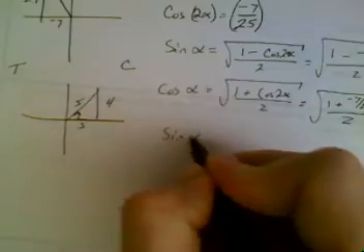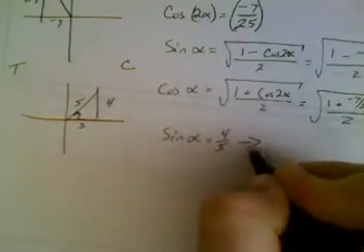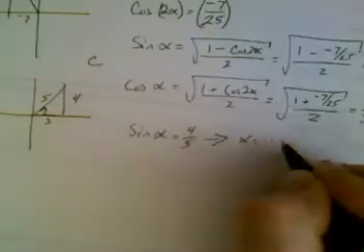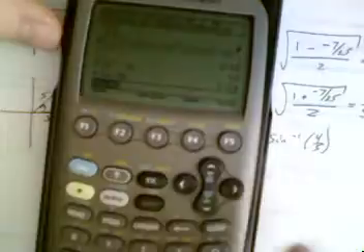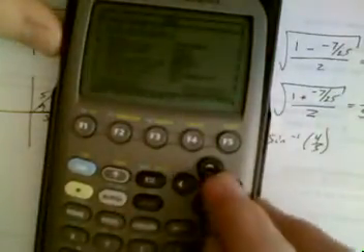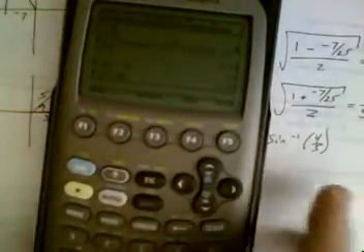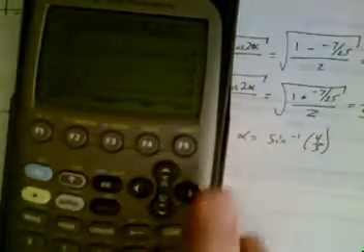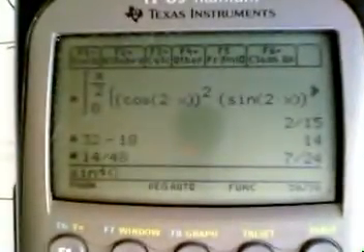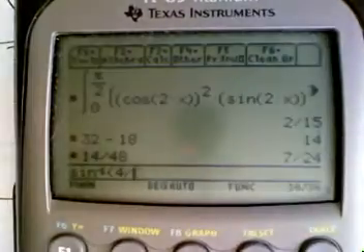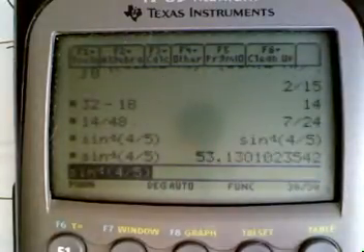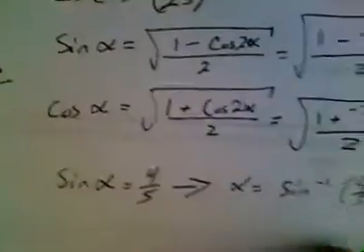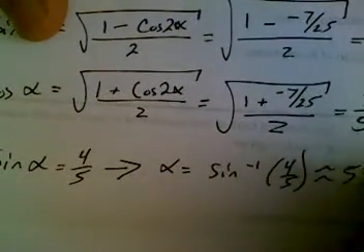Well, either case, sine of alpha is equal to 4 over 5. That implies that alpha is equal to sine inverse of 4/5. Now, I'm going to do that in my calculator and see what happens. I'm going to make sure my mode is in degrees, because if it's in radians, we're going to get a decimal value that's not going to make any sense. I'm going to take sine inverse of 4 divided by 5, and it's going to tell me 53.1. So over on my paper, this is approximately equal to 53.1.